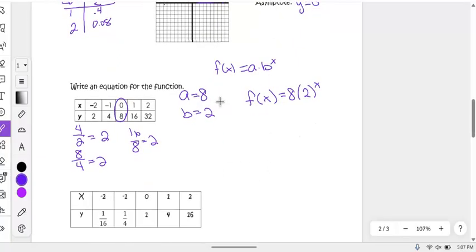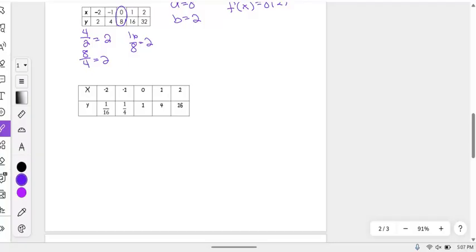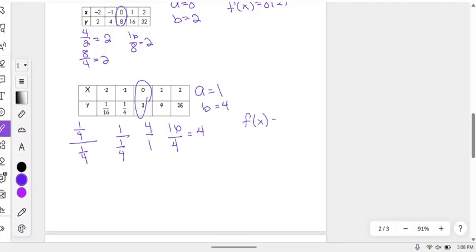Okay, now let's look at this one. My initial value, my a, is 1. So I'm going to have 1 divided by 1/4, which is 4, and 16 divided by 4. So this is all being multiplied by 4. So my b would be 4. So f of x equals 1 times 4 to the x, so it would just be f of x equals 4 to the x.